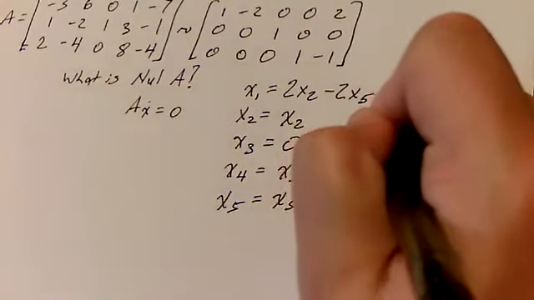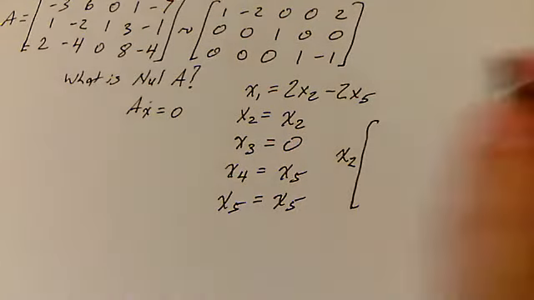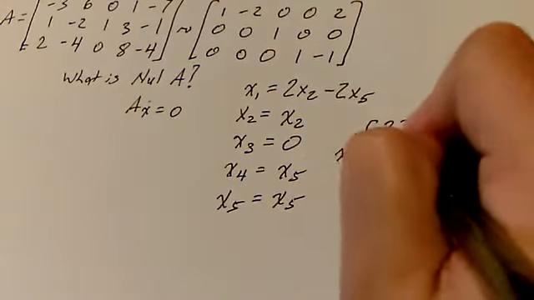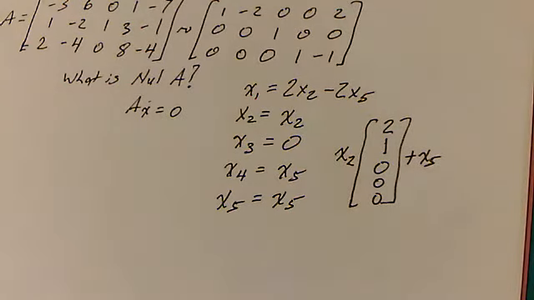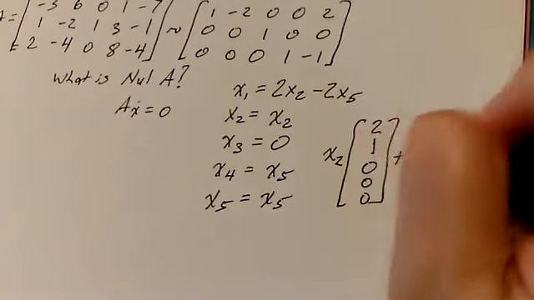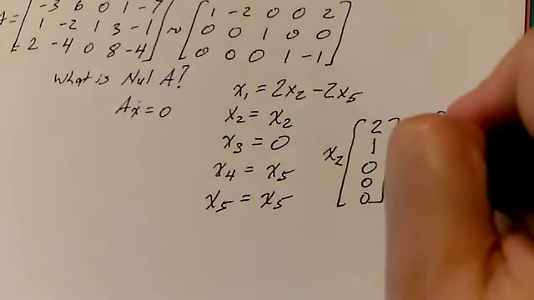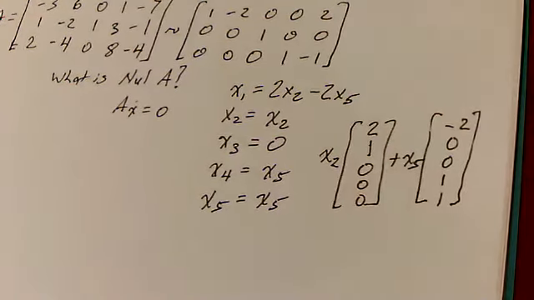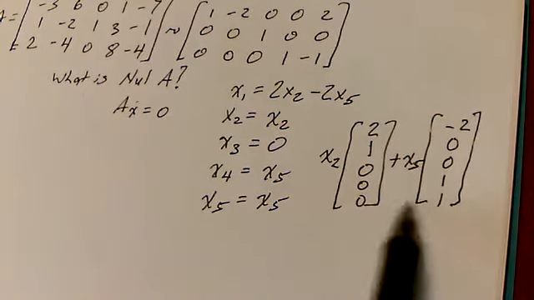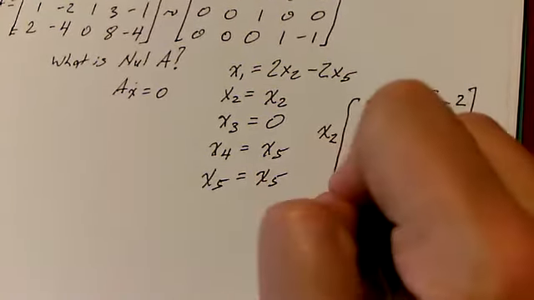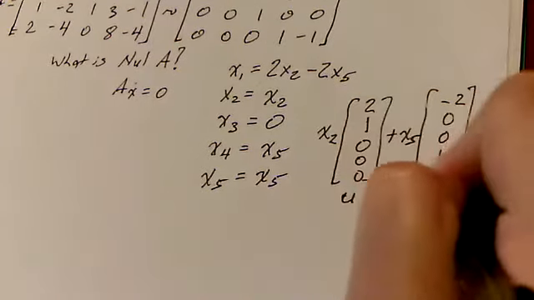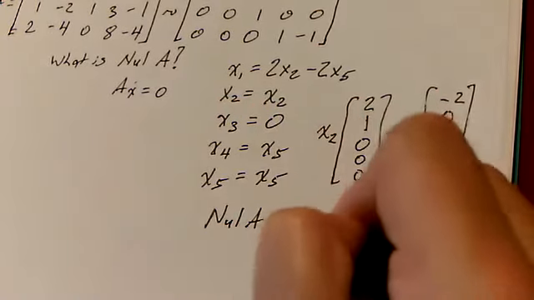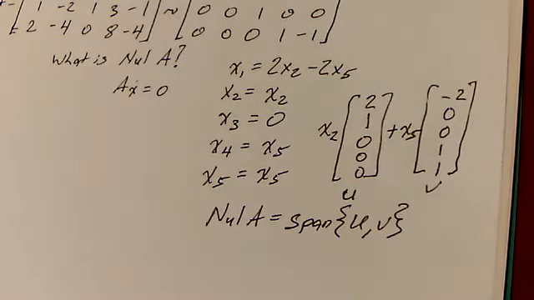I could write this as a vector expression as well. I get 2x2, 1x2, and then there are no more x2s after that. x5 is my other free variable, so in x5, I have -2x5, nobody in the second, nobody in the third, and then 1 and 1 in the fourth and fifth equations. These are my null space vectors. I'm going to call these U and V. So the null space of A is equal to the span of those solution set vectors, U and V.